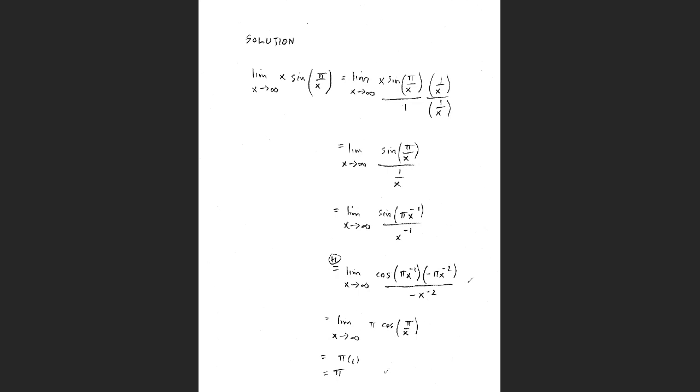Now, nice things happen. You can simplify these x to the negative seconds out. And of course, a negative over negative is a positive. You're left with the limit as x approaches infinity of pi times the cosine of pi over x. Well, if we took the limit, that would just equal pi times the cosine of 0, because pi over x approaches 0 as x goes to infinity. So pi times the cosine of 0 is pi times 1, and you get pi.